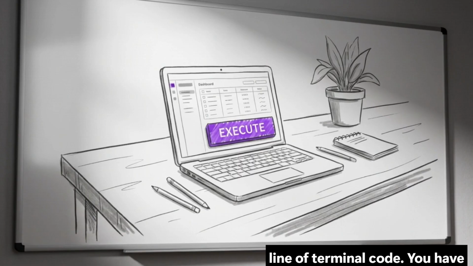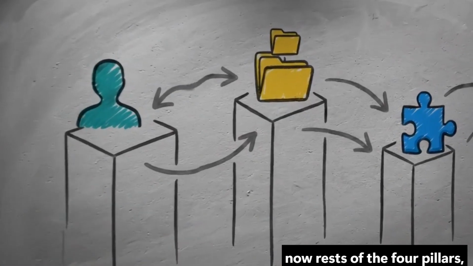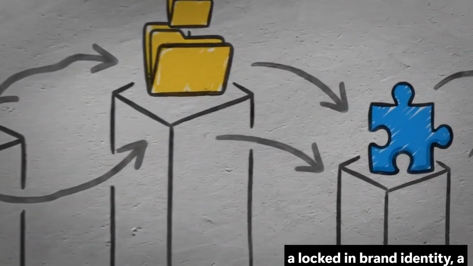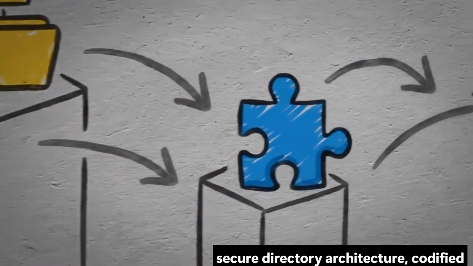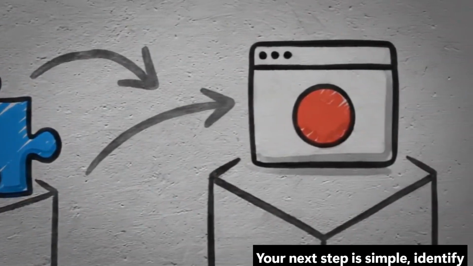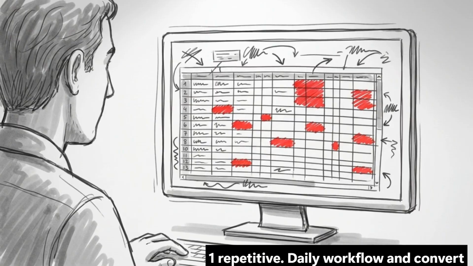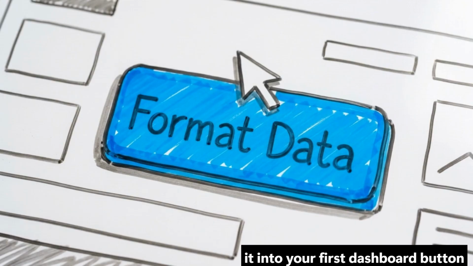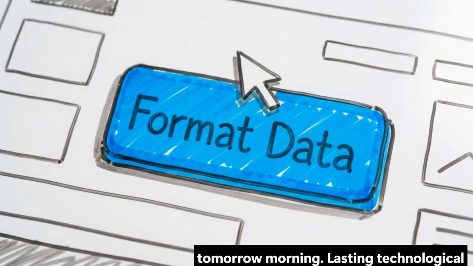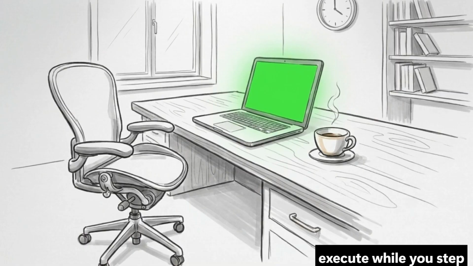You have transitioned from a generalized chat interface to a fully functional, personalized operating system. Your OS now rests on the 4 pillars: a locked-in brand identity, a secure directory architecture, codified skills, and a central control interface. Your next step is simple. Identify one repetitive daily workflow and convert it into your first dashboard button tomorrow morning. Lasting technological leverage comes from building systems that execute while you step away.